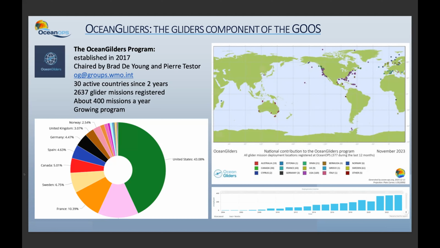I see that the orange is, the pink is unclear, but the pink is Australia. And here you have a map of the latest missions over the last 12 months. So you see it's mainly Northern Hemisphere, and Europe and the US are driving, but luckily we have Australia to balance that a little bit. Next slide.